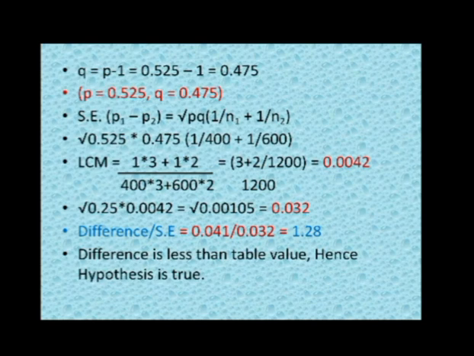And then the standard error I get here. P1 minus P2 is 0.421, and 0.321 is the standard error that we get. The difference means we have to take P1 minus P2.